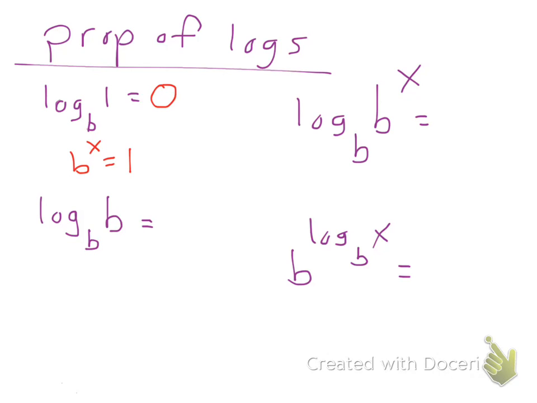Here's a really cool thing. Log base b of b is equal to 1. Because b to what power is equal to b? 1. Think of this. b to what power is b to the x? x. So this one equals x. And using the same reasoning, if I let the log become an exponent on a base with the same base as the log, they will cancel each other out, leaving you with x as well.